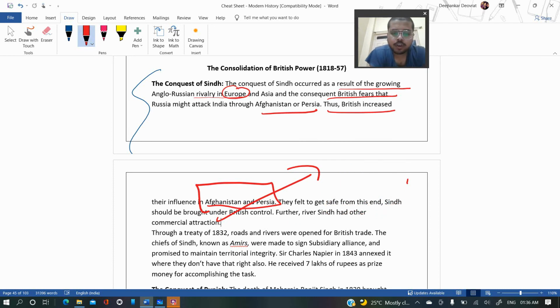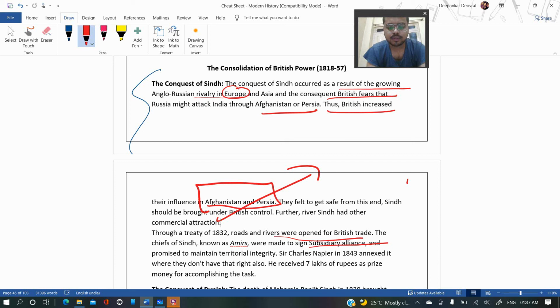Then the Treaty of 1832, where the roads and the rivers were opened for British trade, and the chiefs of Sindh, known as Amirs, were made to sign the subsidiary alliance. Basically, they will attack the regions, force the king to sign the subsidiary alliance, and control over it. But again, we'll see in the coming sessions that those people will re-attack the British and throw them out.